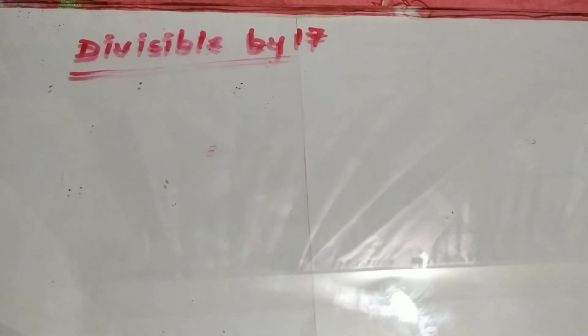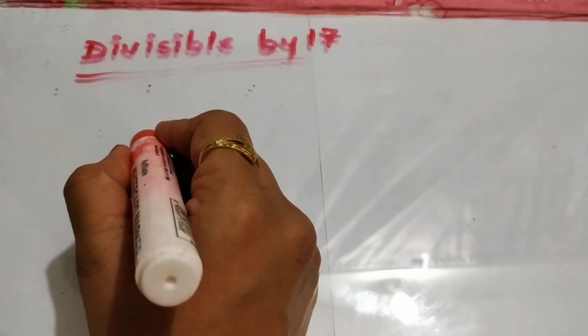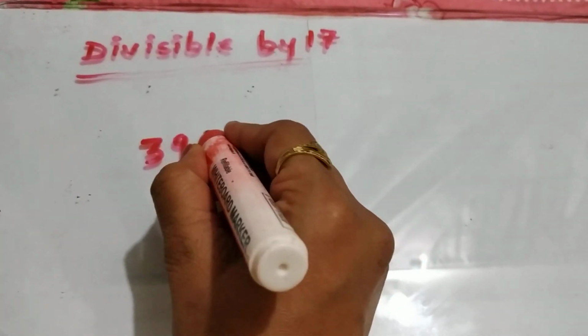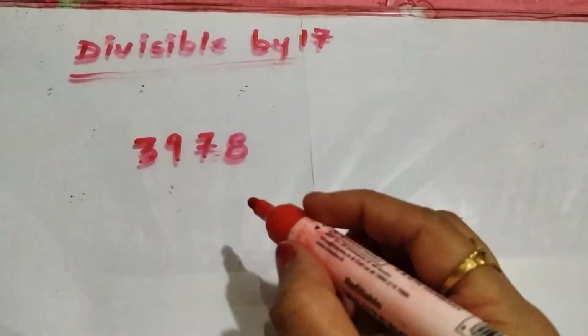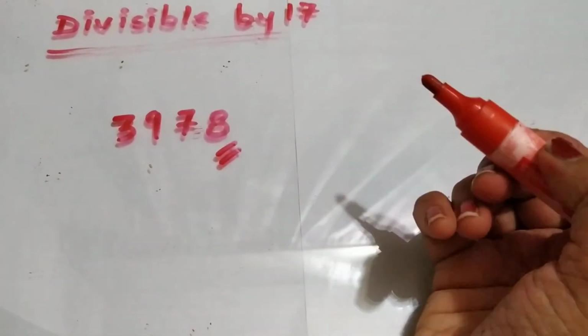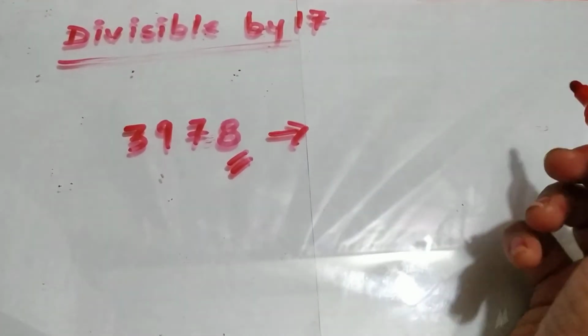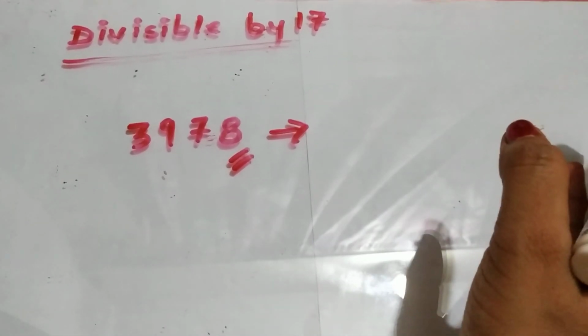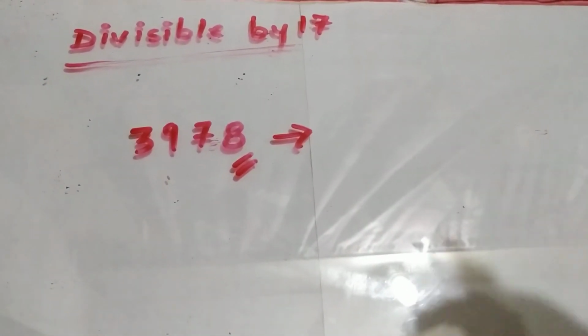After 13, 17 is your prime number. Now we are talking about the divisibility rule of 17. For this I am taking one number, 3978. We check whether it is divisible by 17 or not. The divisibility rule of 17 is a little bit different. It is the same as 13 but a little bit different: in 13 we add, in this we subtract.